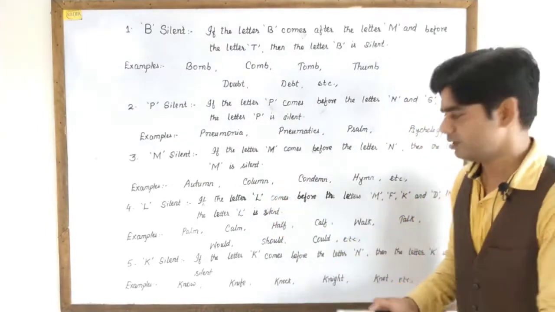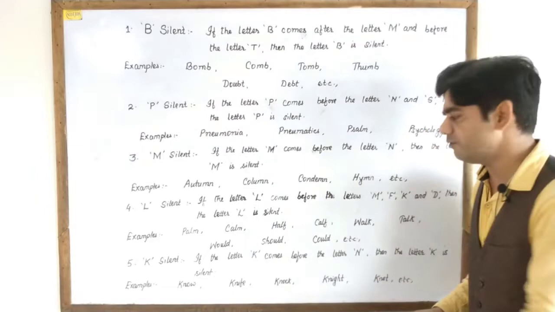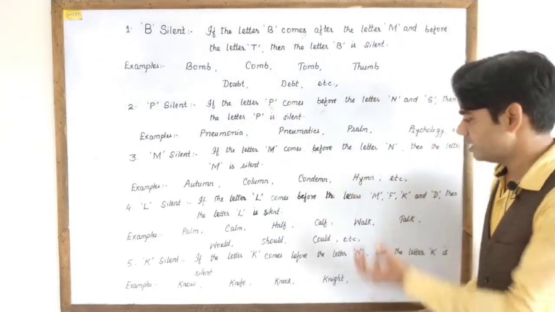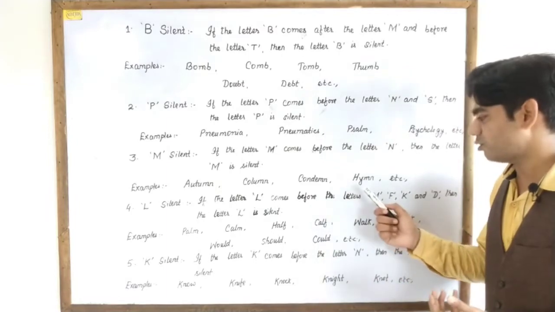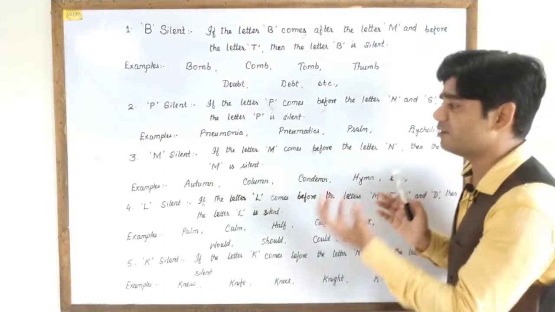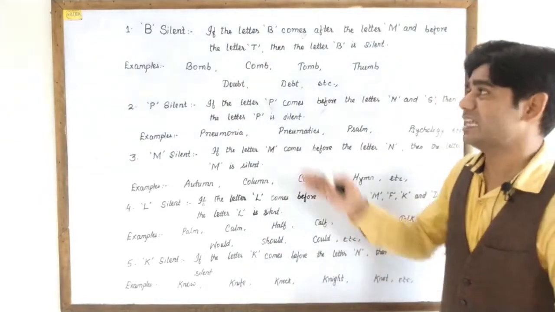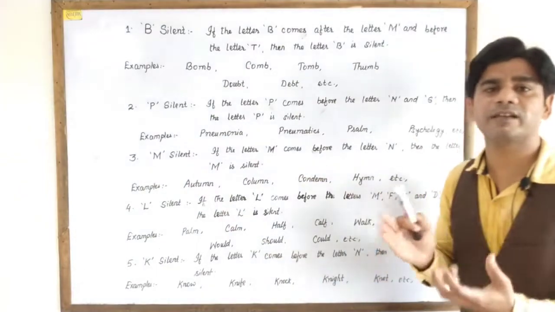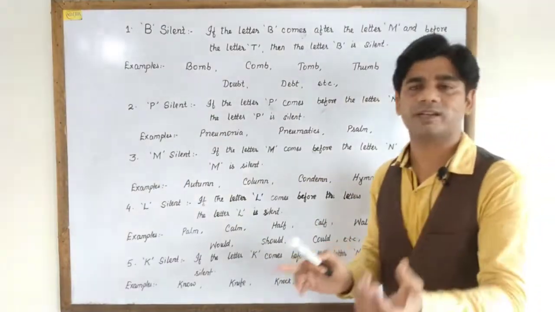Column. Column. Now the third example we have is condemn. Condemn. Now the last example we have is hymn. Hymn. So now we have understood that letter B is silent, letter P is silent, letter M is silent. Now we will move on to some more silent letters.